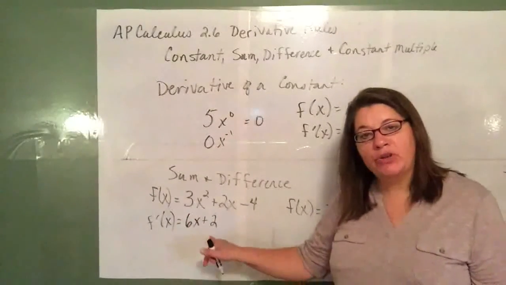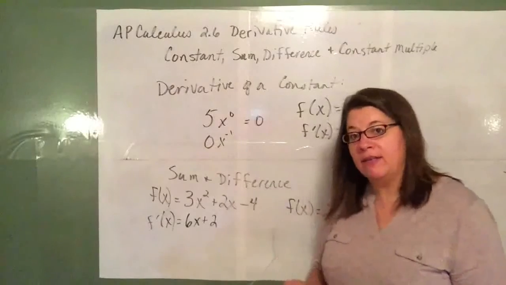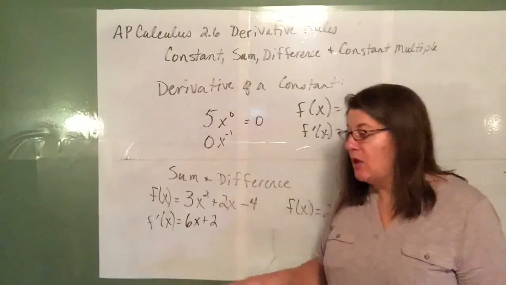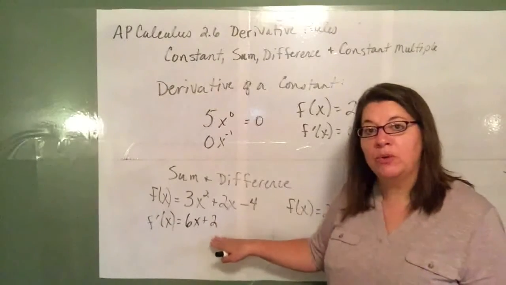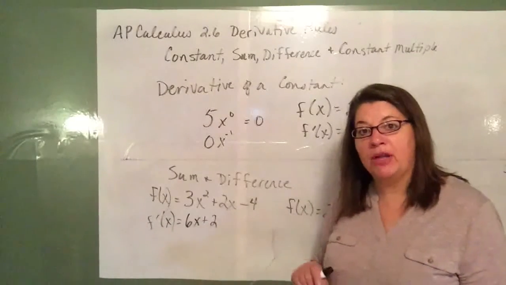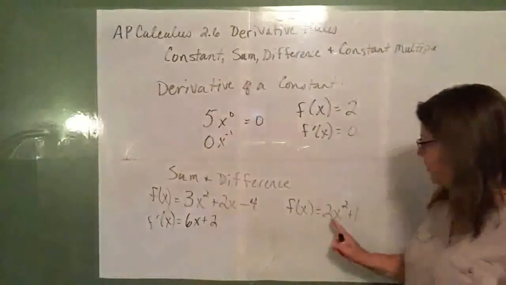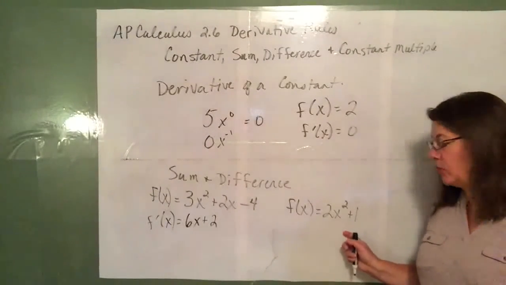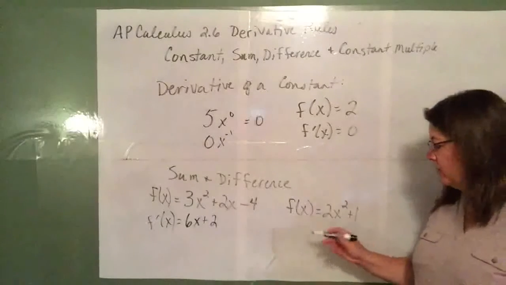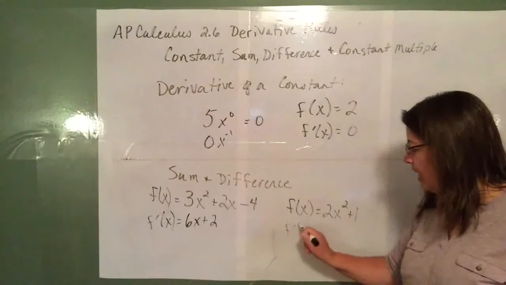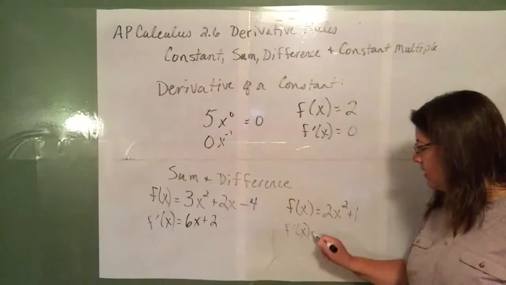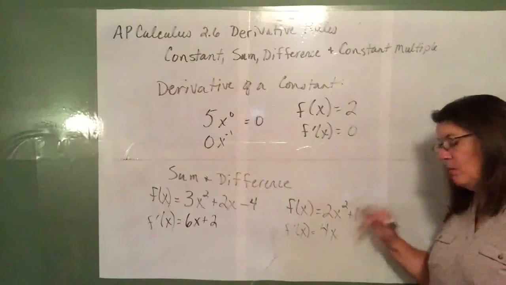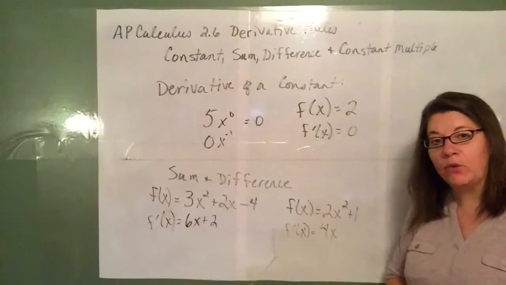If you look back in your notes from when we did the limit process, I believe this was one of the first problems that we did that way, and we did get 6x plus 2 when we did it using the limit process. For this one, we've also done this one using the limit process in our notes at some point. If we take the derivative of that, we would have f prime of x equals 4x, and it would be plus 0, so we just leave 4x.